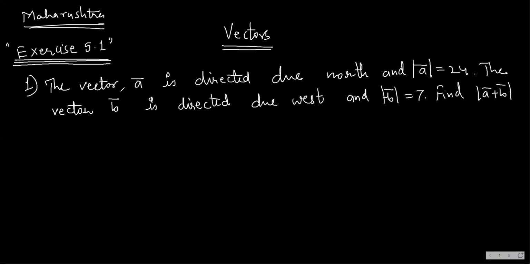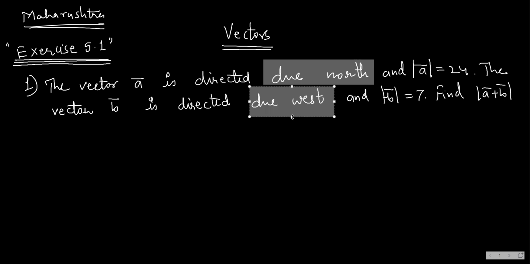See, question number 1. The vector A bar is directed due north. They give you the direction of vector A bar. It is due north, that is, in the north direction. The magnitude of A bar they give, that is 24. The vector B bar is directed due west. The direction of vector B bar is west. They give you the magnitude of vector B bar. They want you to find the magnitude of vector A bar plus B bar.